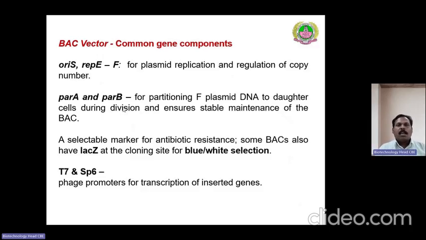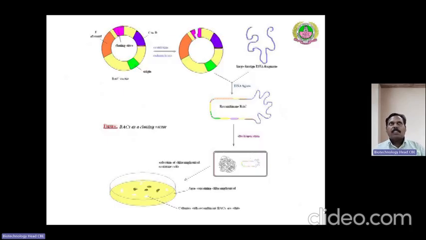For easy selection, the selectable marker for antibiotic resistance is also present, and some bacterial artificial chromosomes possess the lacZ gene, which codes for beta galactosidase that aids in blue-white screening of the recombinants. The T7 and SP6 are phage promoter regions, which are used for transcription of the cloned genes. Basically, we place the foreign gene under the transcriptional control of T7 and SP6 promoter systems.